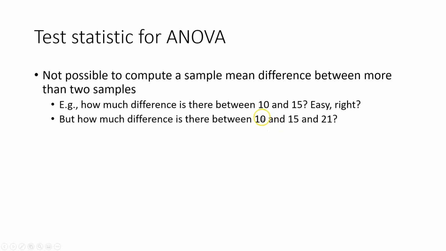You can answer the difference between 10 and 15, or 10 and 21, or 15 and 21, but you can't answer as one question, what's the difference between 10 and 15 and 21? And so, instead of using the mean difference like we did in the t-test, just comparing 2 conditions, we have to compare the variance or the variability across these three conditions when we run an ANOVA.